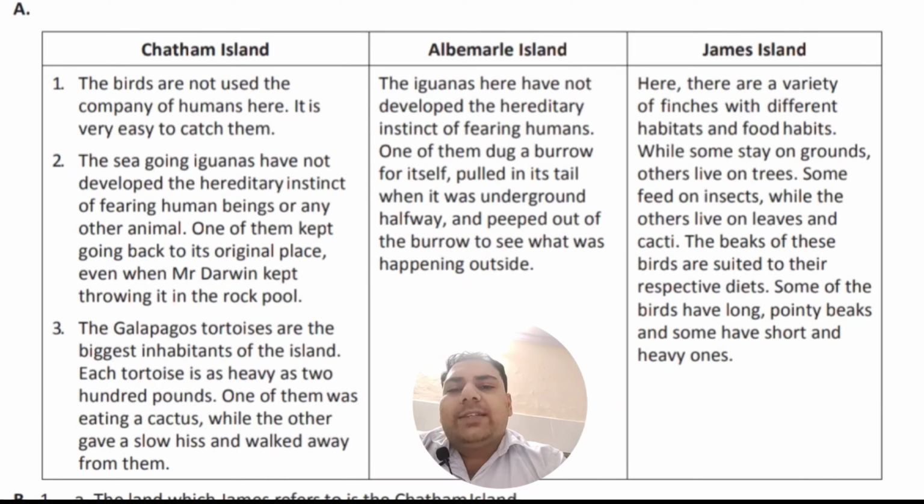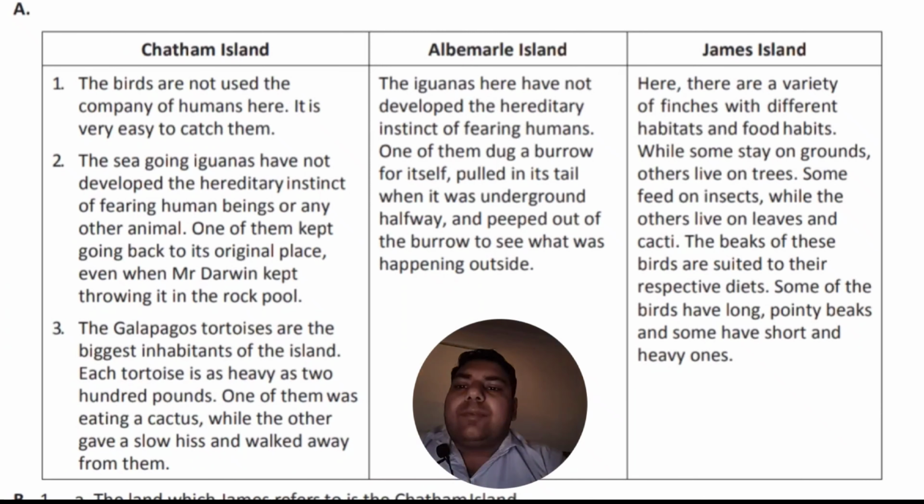And in James Island, there were a variety of finches with different habitats. Finches are small birds, and while some stay on the ground, others live on trees. Some feed on insects, while others live on leaves and cacti. The beaks of these birds are suited to their respective diets, so they have acquired some instincts according to their environment. Some of the birds have long and pointy beaks, and some have short and heavy ones.